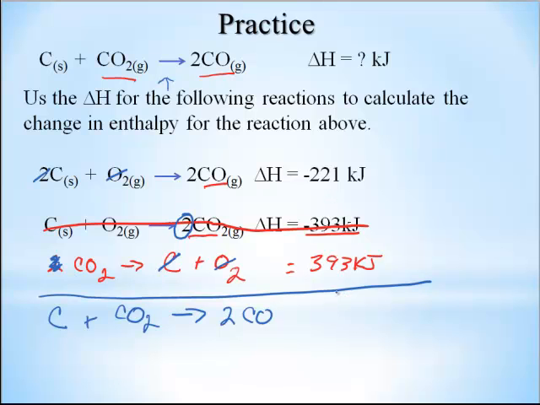So when I add those 2 together, the negative 221 and the positive 393, I get a value of 172 kilojoules. Now, what kind of reaction is this? This is an endothermic reaction, right? So if we want this to happen, if we want to make carbon monoxide, you're going to have to add some energy.